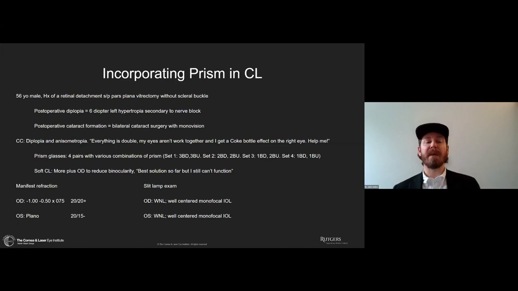So when we look at this manifest refraction, they pretty much nailed that mini monovision target that they were going for with the cataract surgery. But this individual is very uncomfortable with that anisometropia.